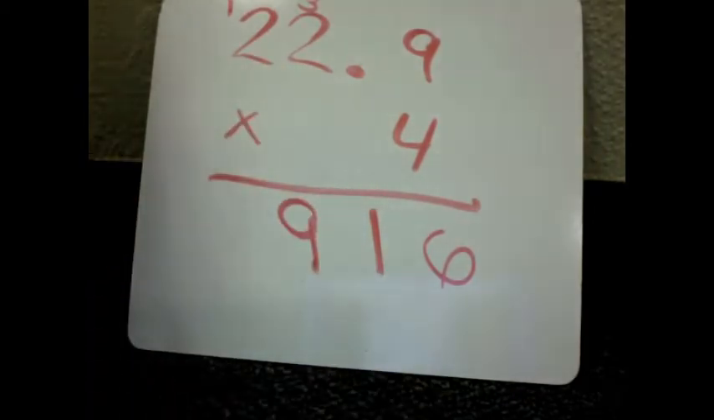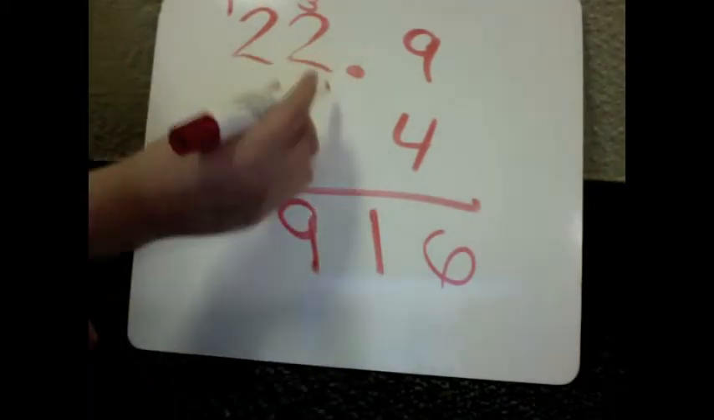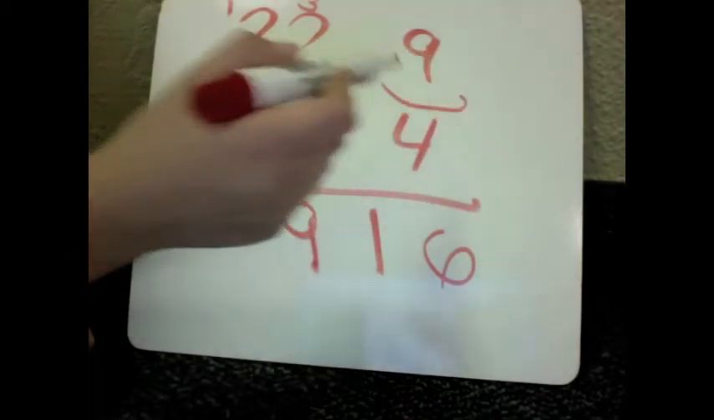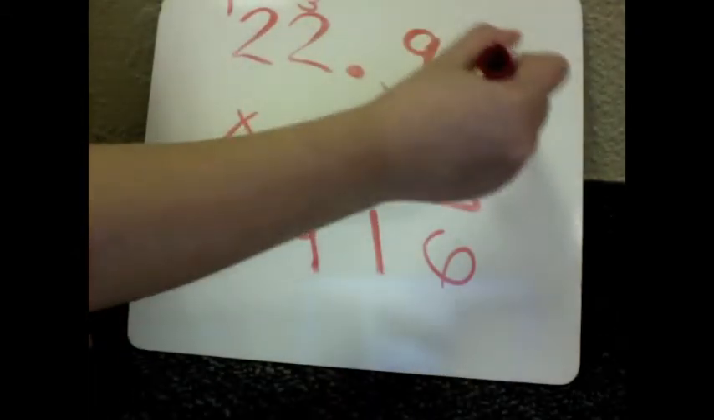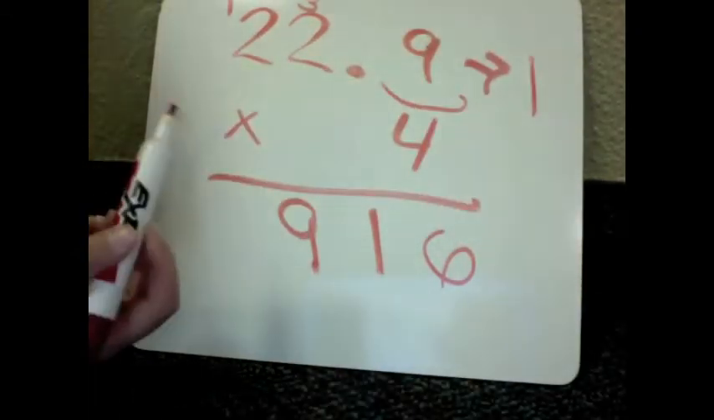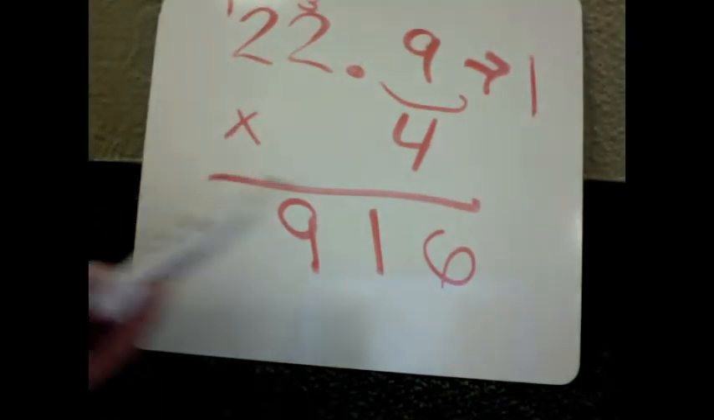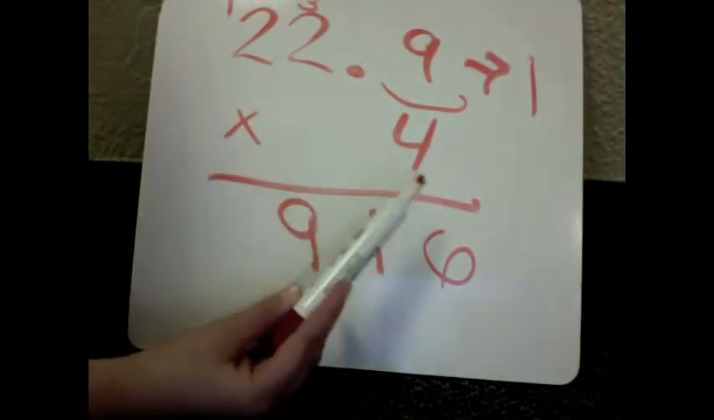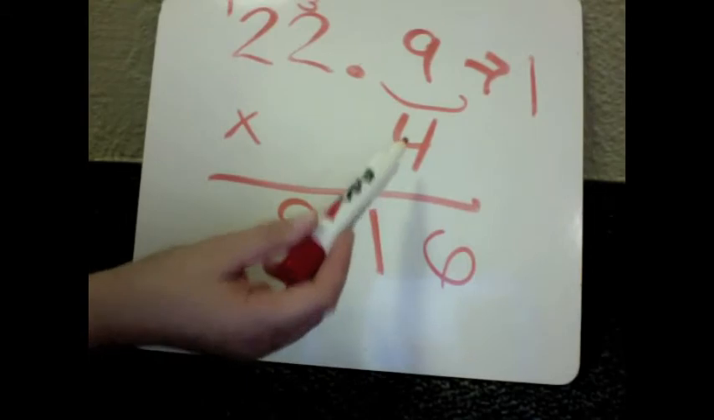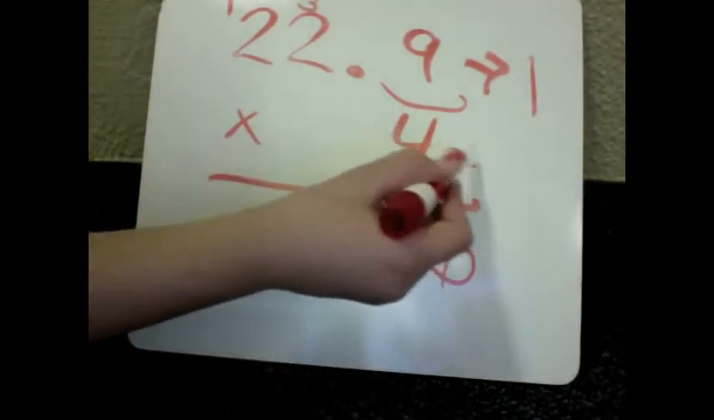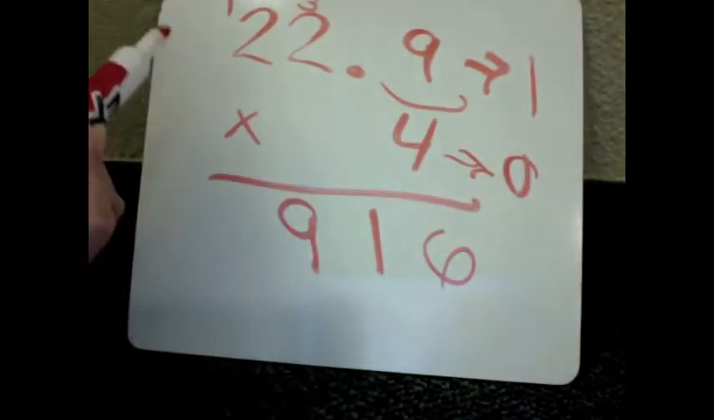And then you count how many decimal places there are. In this number, there's only 1. So you just put a little loop there. Put an arrow that says 1, like that. And then there is no decimal place in a whole number. So you draw an arrow and then put 0.